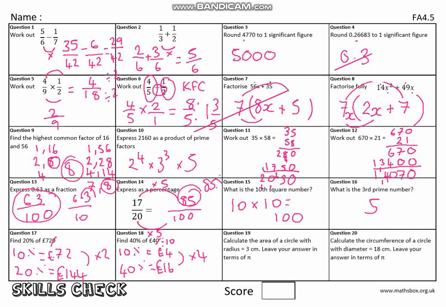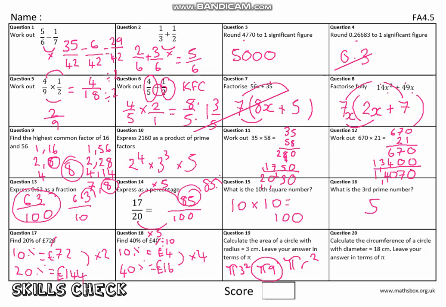Now these ones are nice and simple because we want to leave them in pi. So it says calculate the area of a circle with radius 3 centimetres. Now if we remember that the formula for finding the area of a circle is pi r squared, I can just pop my 3 in because I've already got the radius. So it'll be pi 3 squared. But what is 3 squared? It's 9, okay? So my answer, the proper answer, would be pi 9.